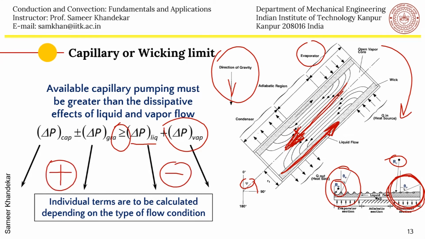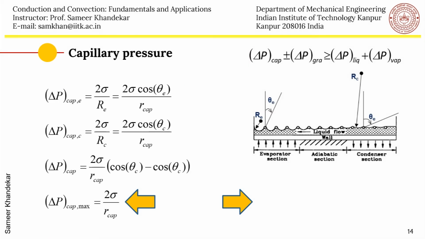So let us calculate all these four terms. First we will calculate the delta P capillary, which is equal to 2 sigma. On the evaporator side, the pressure difference between these two points, let's say 1 and 2, is 2 sigma cos theta E upon r capillary, and similarly between 3 and 4 it is 2 sigma cos theta C divided by r capillary. Naturally theta E is different from theta C, and therefore the delta P capillary, which exists between 4 and 2, is 2 sigma by r cap times cos theta C minus cos theta E.